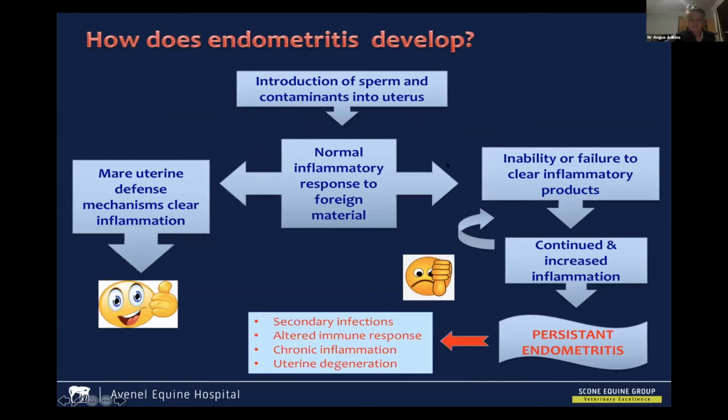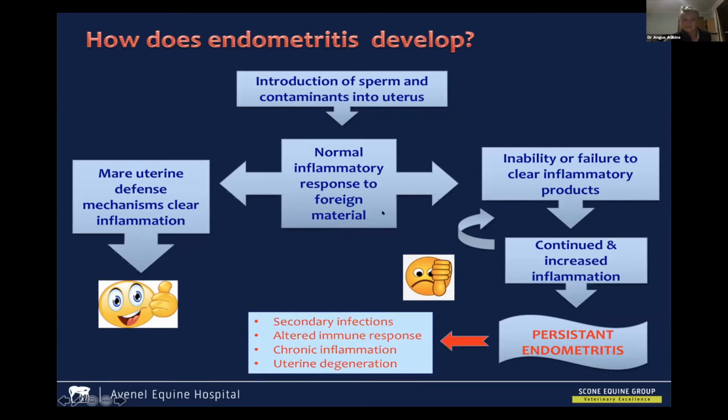There are lots of different potential mechanisms, but really we need to consider it as a normal response to breeding. This diagram shows how breeding itself can stimulate an inflammatory response in all mares, but obviously in the majority of mares, this inflammatory response is cleared successfully and the inflammation subsides.